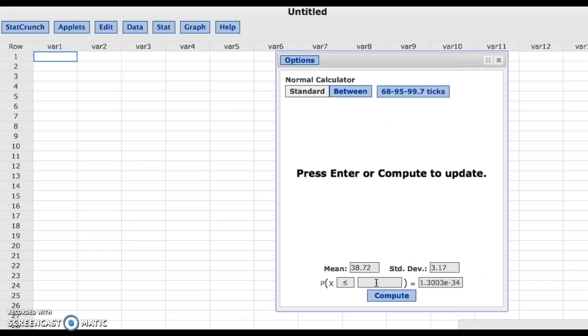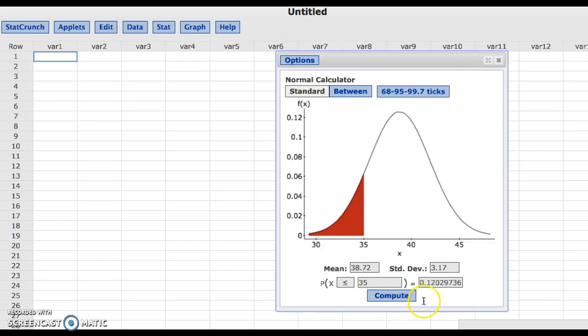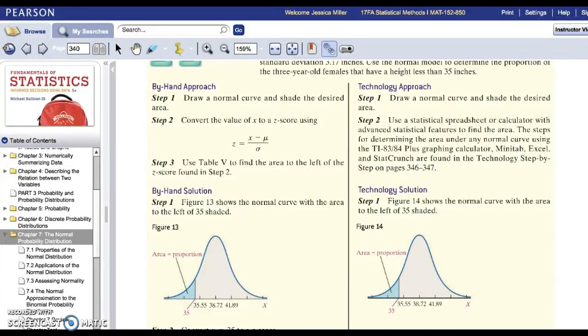What we want is actually the probability that we're less than 35 inches. So when you don't have appropriate bounds on StatCrunch, it doesn't really know what to do, or doesn't give you something that's helpful, I should say. But when you adjust your bounds appropriately, it draws that picture, kind of like your book, and it gives you a probability. So to 4 places, this is 0.1203. Let's just go back and compare.